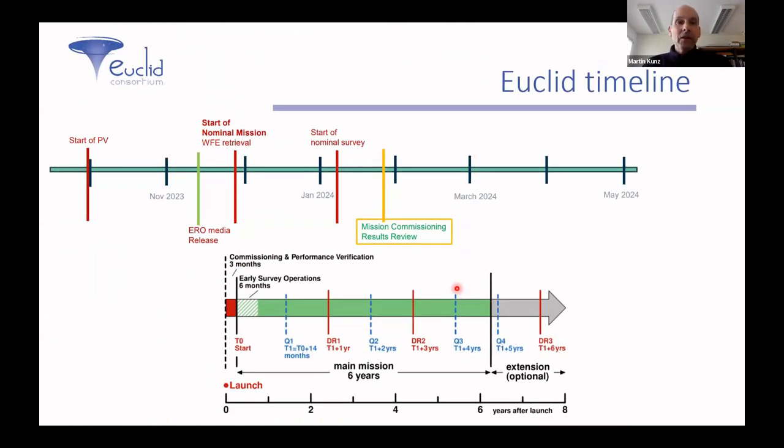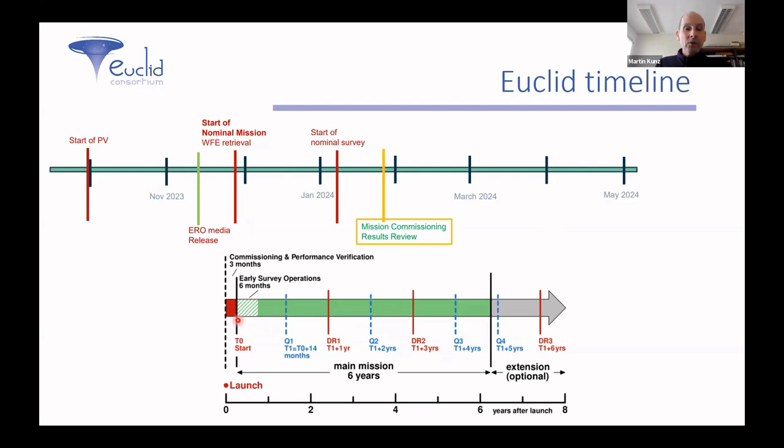Okay. So what's the timeline looking like? So here was the launch year, somewhere to the left. So on this picture, it's here. Here was the start of the nominal mission that I tried to align. We are now somewhere here. So we are within the nominal survey, okay?